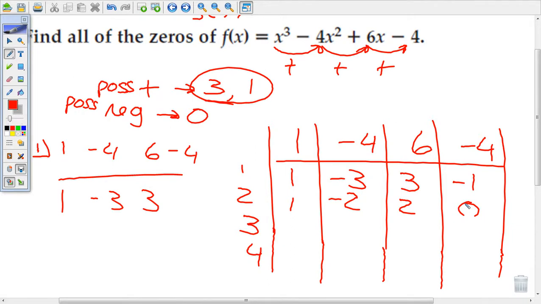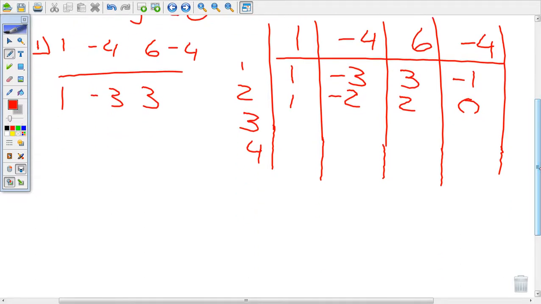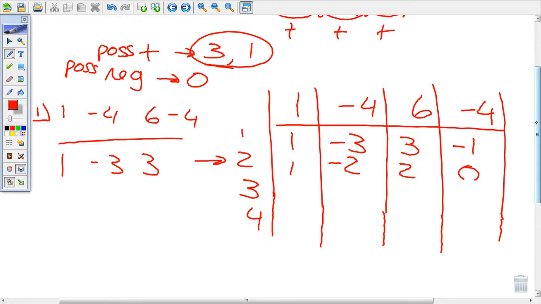There's this whole moment of jubilee when that happens. And you don't get it yet, but it's really rewarding. So now what? Well, now I know that 2 is a 0. So that means that, what? What's my depressed polynomial that comes out of that? So first off, I know 2 is a 0, so I've got x minus 2. And then what's left inside? What's the depressed polynomial?